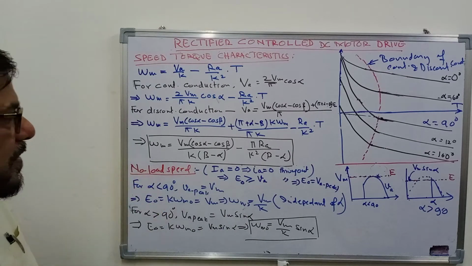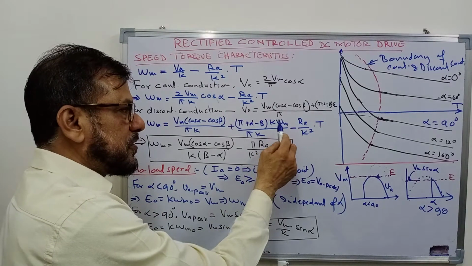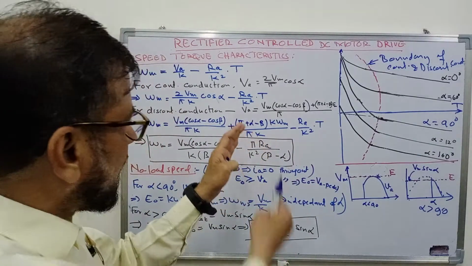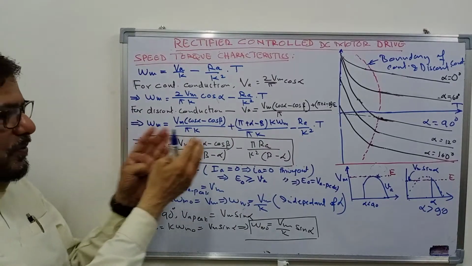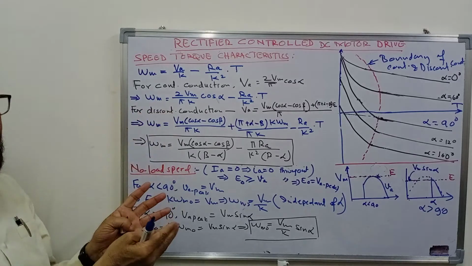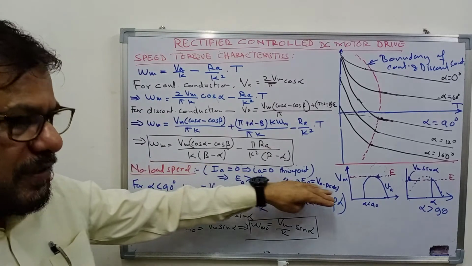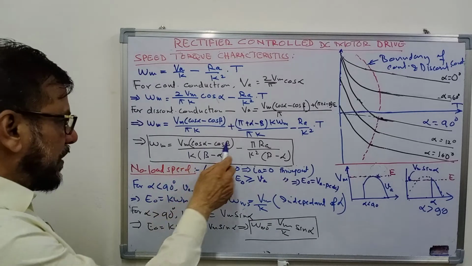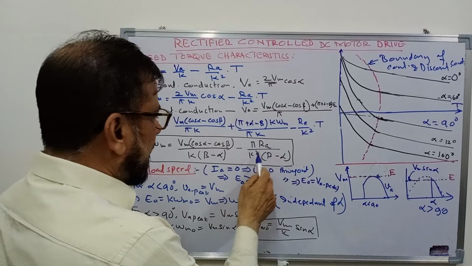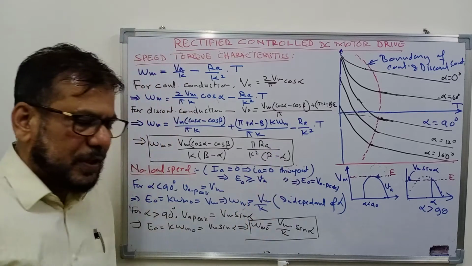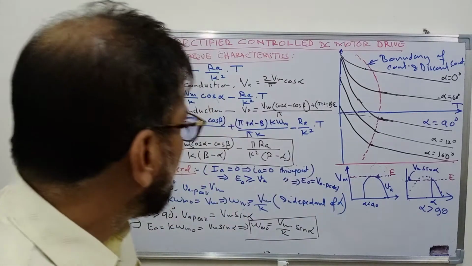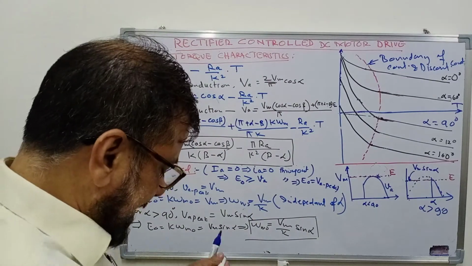Now you can see that here speed comes on the right hand side also, the speed term. So if you want to find the speed versus torque relationship, you have to take this term on the left hand side. So you take this term on the left hand side and take omega m common and then solve it, and you will get finally this equation, that is Vm cos alpha minus cos beta upon K into beta minus alpha, minus pi Ra upon K square into beta minus alpha. Of course, the torque term is missing here, into torque T.